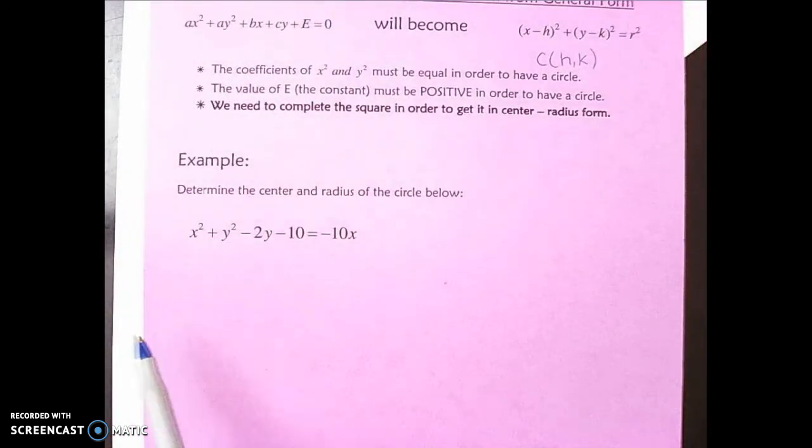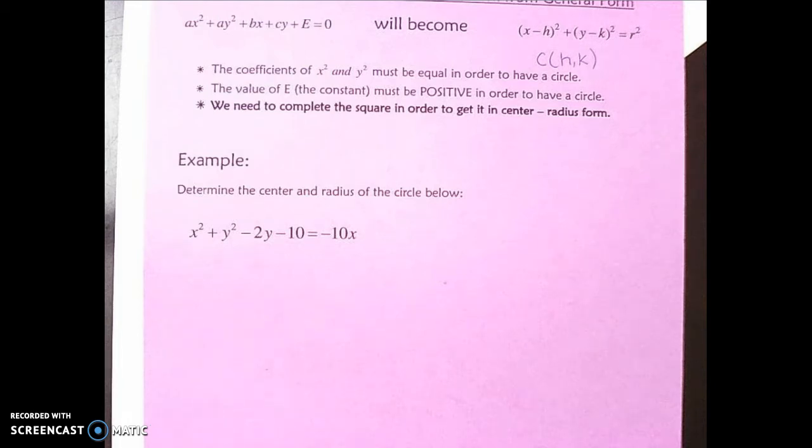So the first thing that we need to understand is that we're going to be completing the square twice in order to get our general form into the center radius form. I'm going to complete the square once for my x, and once for my y. So what I need to do in my first step is two things.